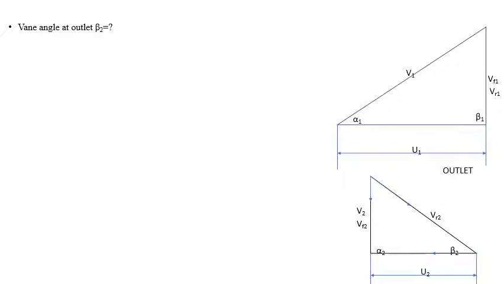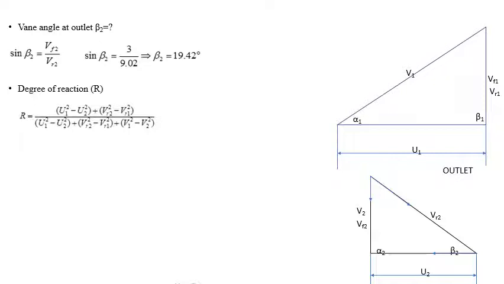Now, vane angle at outlet beta 2 is calculated by using the relation sin beta 2 is equal to Vf2 by Vr2. So now, after substitution of the values in the expression, we will get the beta 2 angle, or blade angle at outlet, equal to 19.42 degree.